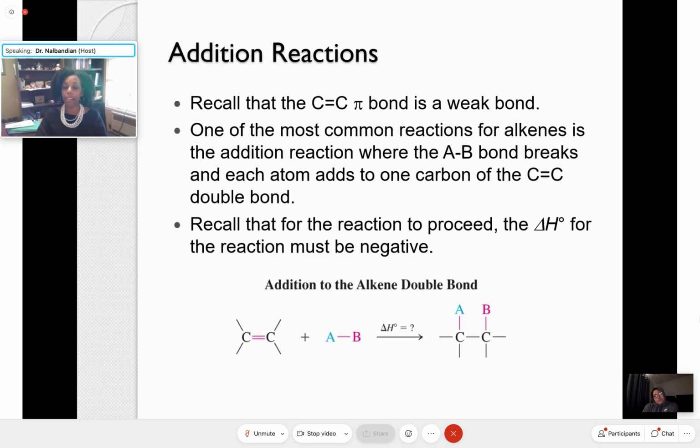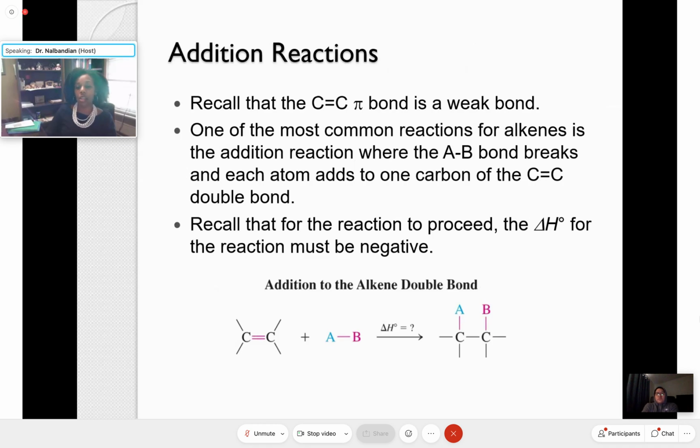Anyway, all right, so what we're going to talk about here are these addition reactions. So remember, in our carbon-carbon double bond, we have a sigma bond and we have a pi bond, right? And we said that the sigma bond is lower in energy. So if it's lower in energy, it's stronger. We said the pi bond is higher in energy, and so it is a weaker bond. And so if it's a weaker bond, that means we can use those electrons for reactions.